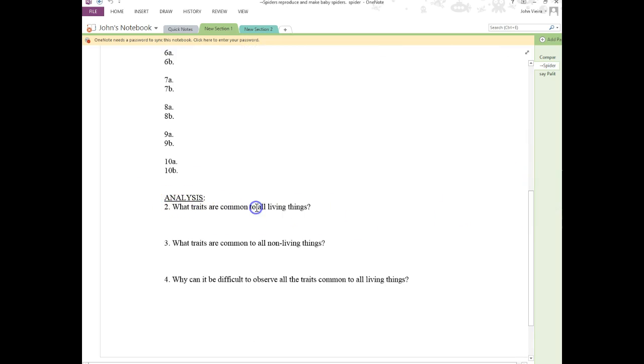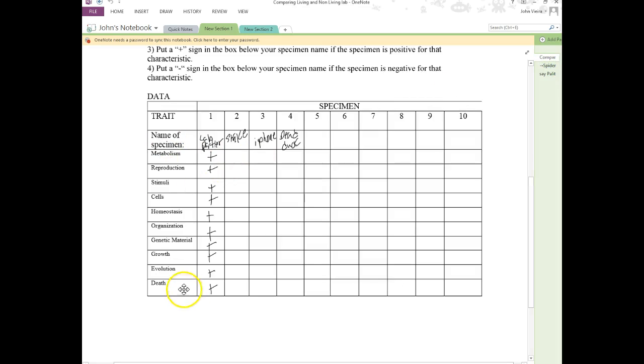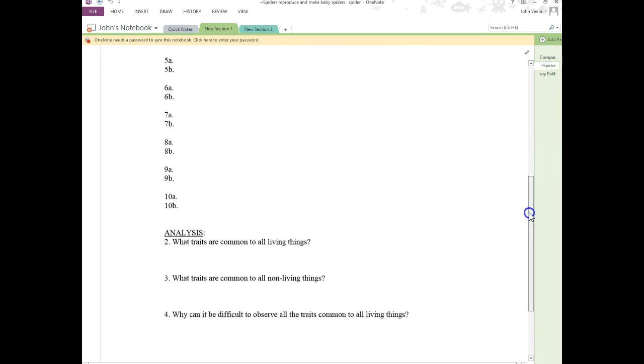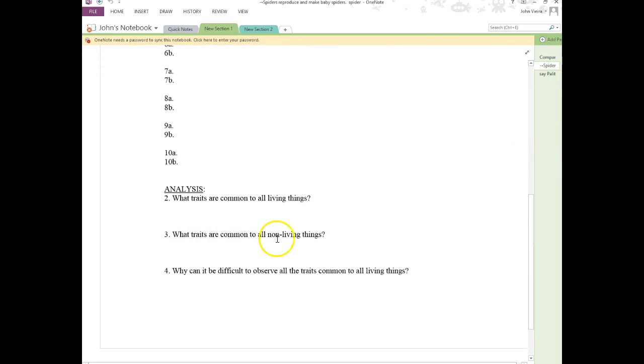What are all the traits common to living things? These are all the traits common to living things. What are all the traits common to all non-living things? The only thing that's common to all non-living things is that they don't contain all of the traits that living things have. There's not necessarily one thing that all non-living things have in common, but what we do know is what makes them non-living is that they don't have every single one of the living characteristics of life.